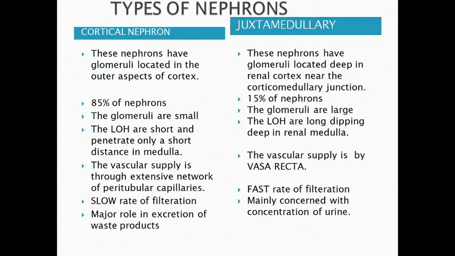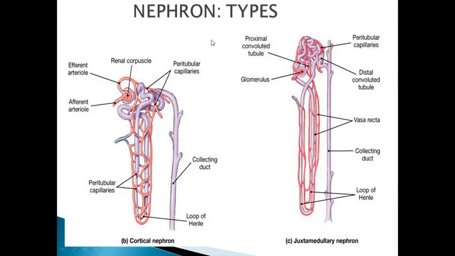The greater the length of the tubular segment, the greater the ability to concentrate the urine because of extensive transfer of fluids across the renal tubule. So this is the important slide which presents the differences between the two types of nephrons. So please, you can see this structure which shows the cortical nephron and the juxtamedullary nephron. You can see this has a very long loop, very long renal loop, and here the loop of Henle is short.